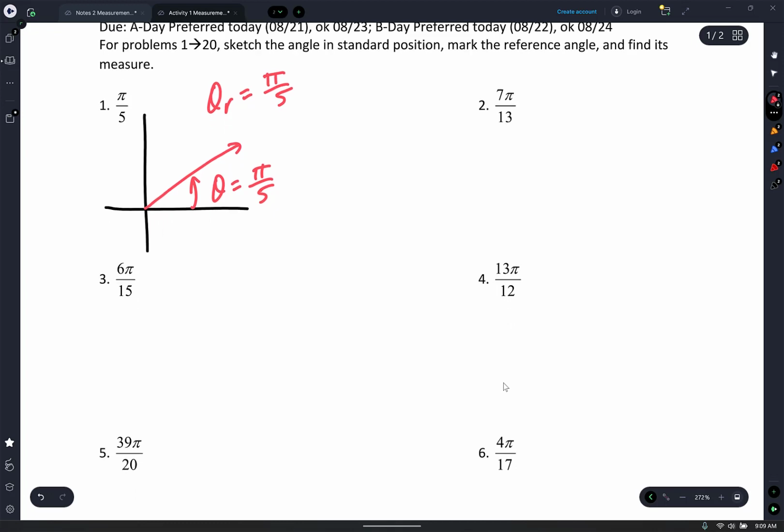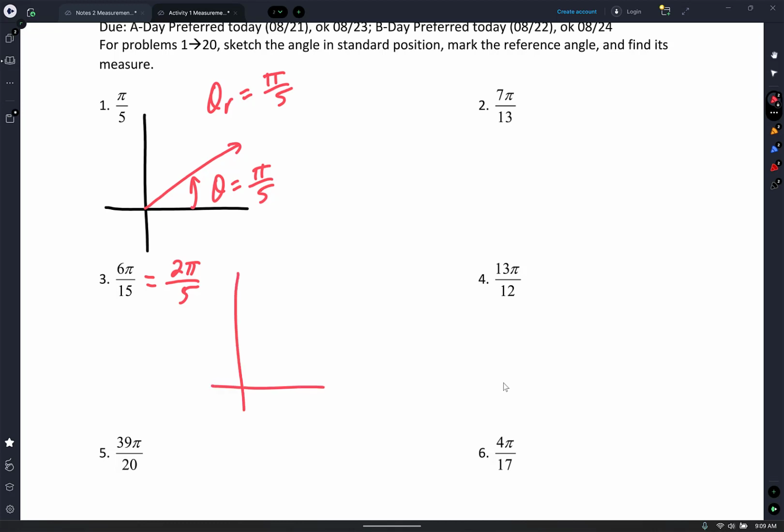Number 3. 6 pi over 15 reduces. 3 goes into 6 pi twice, so 2 pi. And 3 goes into 15 5 times. 2 pi over 5. 2 pi over 5, is that quadrant 1 or quadrant 2? So 2 over 5, is that more than half or smaller than half? Smaller, so what quadrant? 1. So probably something like that. Don't have to be perfect. 2 pi over 5. And theta r is also 2 pi over 5. So far we haven't got anything funny.